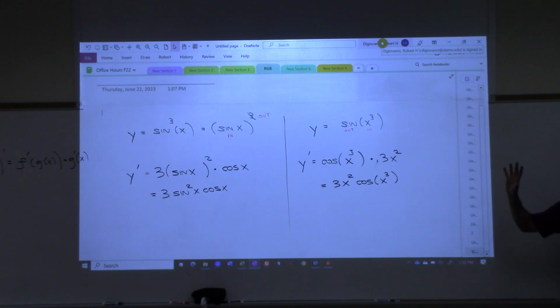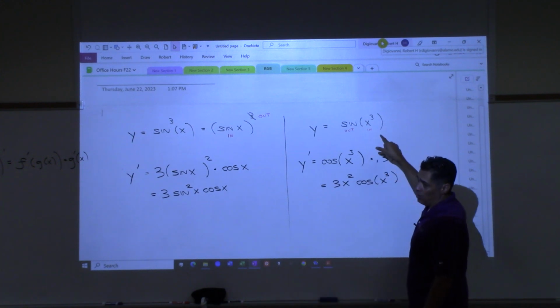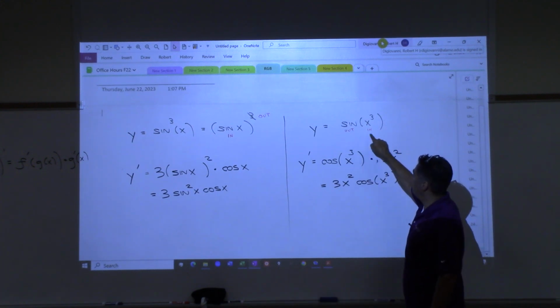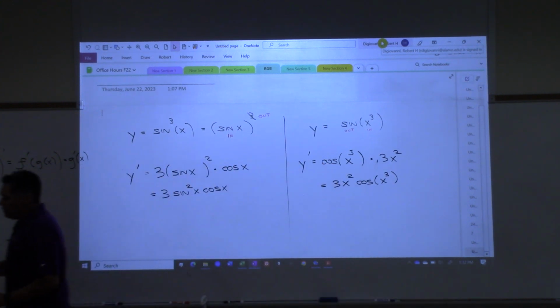So far, is everyone okay on these? So the g of x would be the outer. No, g of x is inner. Inner, outer. So g and f. Okay?